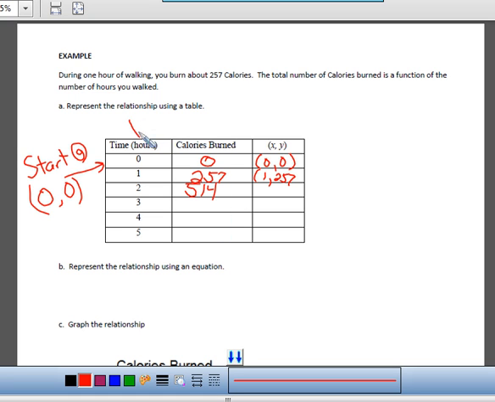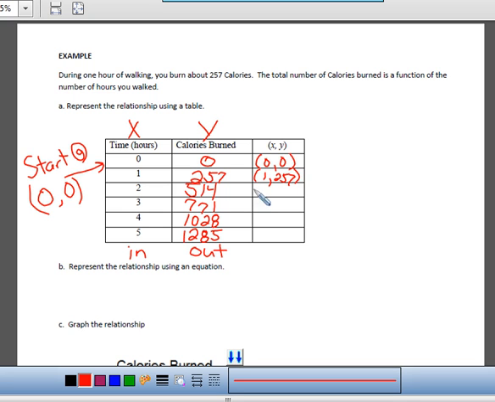Oh, by the way, here is our X, here is our Y. This is our input, this is our output, our domain, our range. At 3 hours, we're at 771 calories. At 4 hours, we're at 1,028 calories. And at 5 hours, we're at 1,285 calories burned.